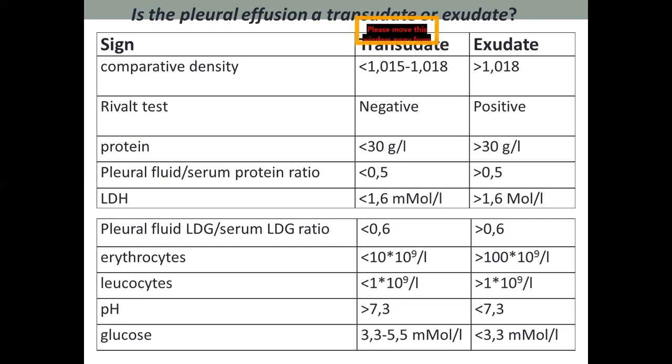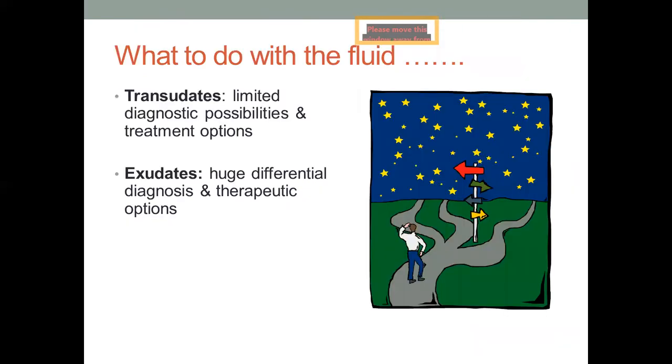If protein is less, this is transudate, 30 gram per liter, or if this is more than 30 gram, then this is exudate. Similarly, the pleural fluid LDH, the pleural fluid to serum LDH ratio, and pH are also important.